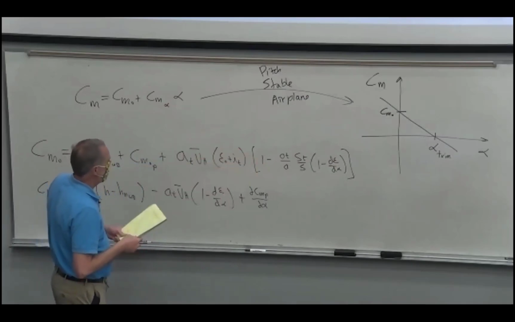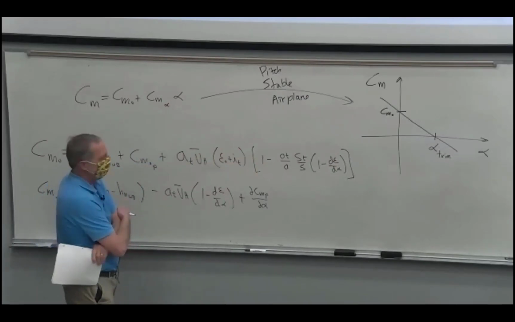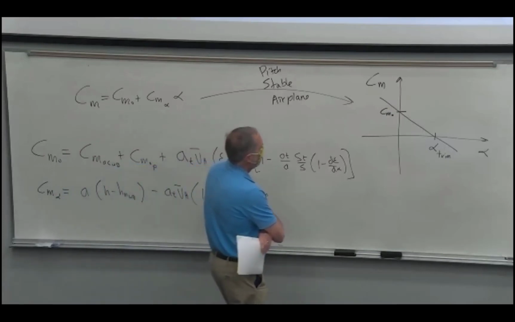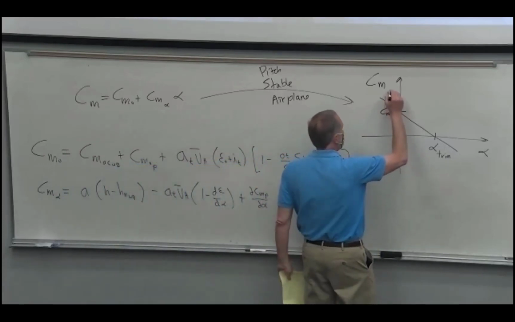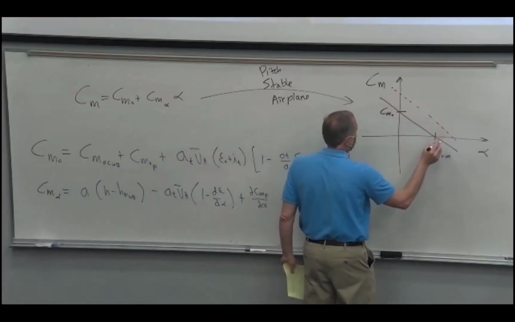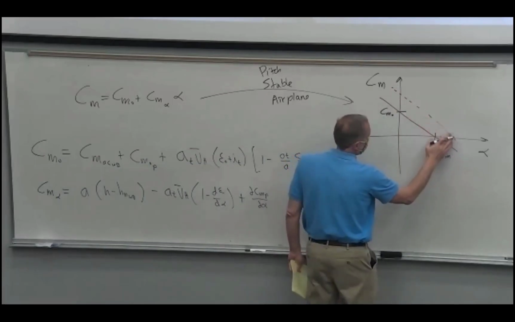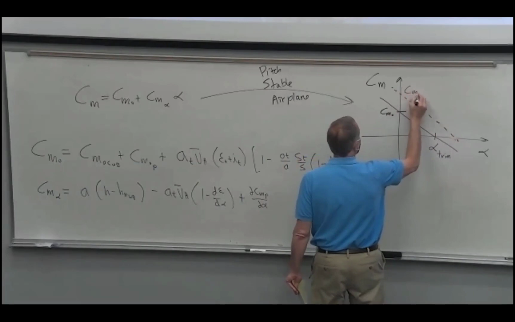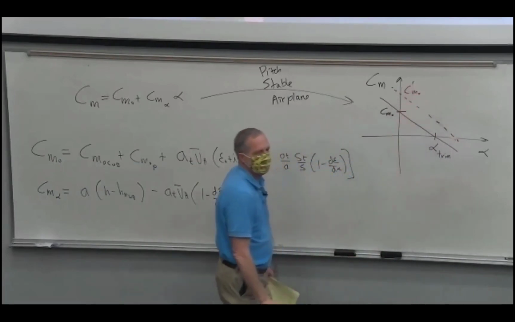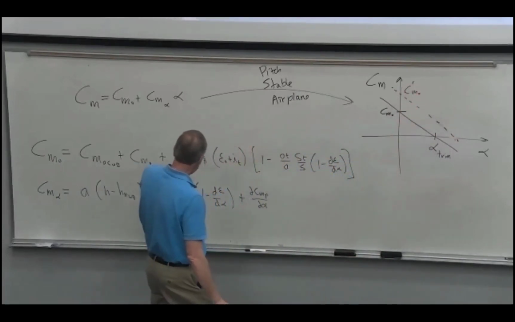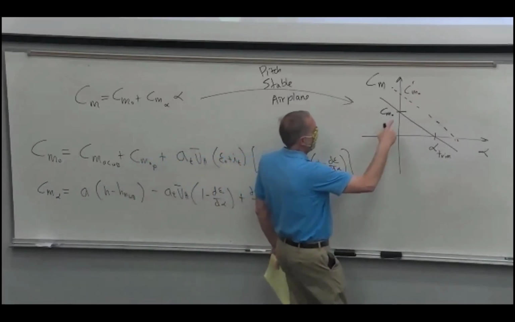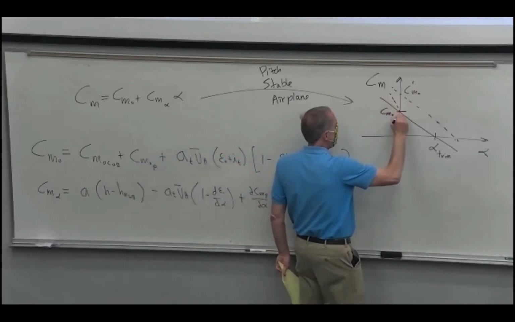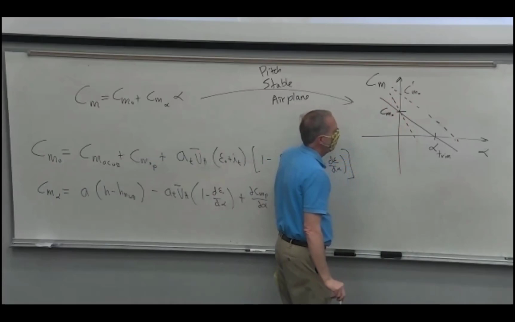So then the thing is, how can we make that happen? Because this line could be up here if we shift CM0, right? If we change CM0 to a different value, call it prime, we're up there. And if we change the slope, maybe we still have the same CM0, but if we change the slope, we're going to get a different line.